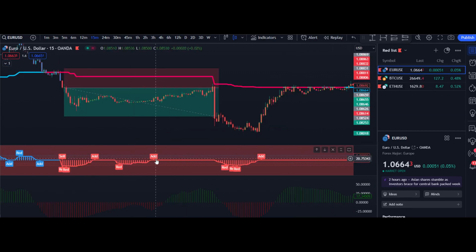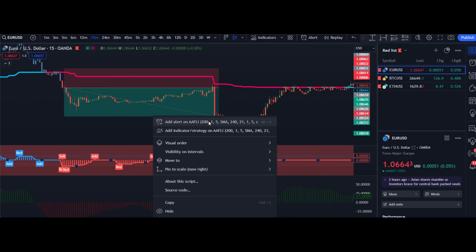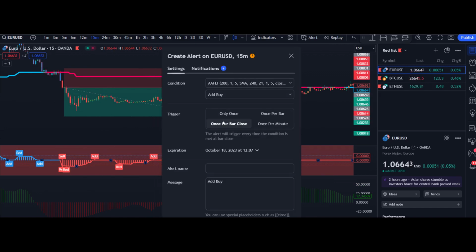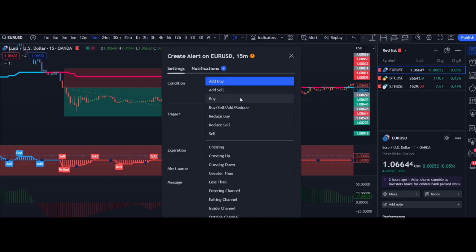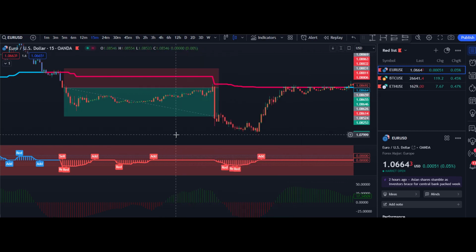So for setting up alerts using this trading strategy, we're going to go down here. We're going to right click and add alert on AAFli. Make sure it says once per bar close. We're going to set up two alerts. We're going to set up one alert for buy and the other one will be for sell. That way, whenever a buy or sell signal appears on this indicator, you'll be alerted on whatever device you use.